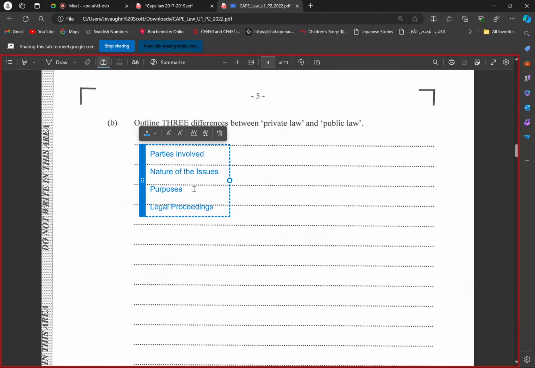So they're different in these four fundamental pillars: the parties that are involved in the law, the nature of the issues that are dealt with in public and private law, the purpose of public and private law, and the legal proceedings. You could even speak about the severity of the sentencing and the severity of the result, because public law tends to be more severe than private law. You could speak about these things.